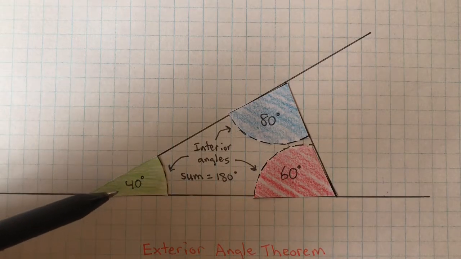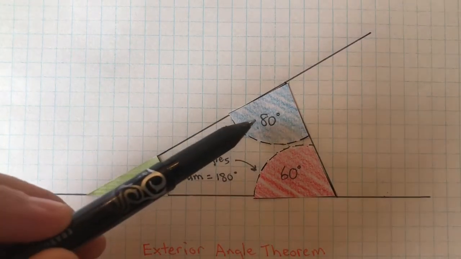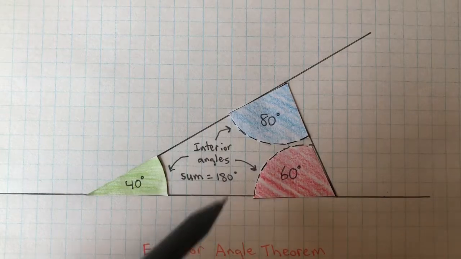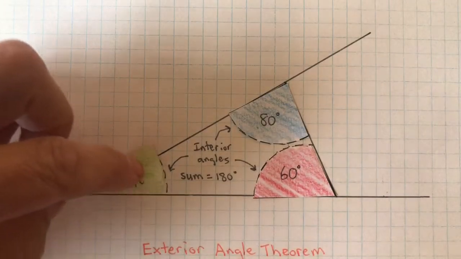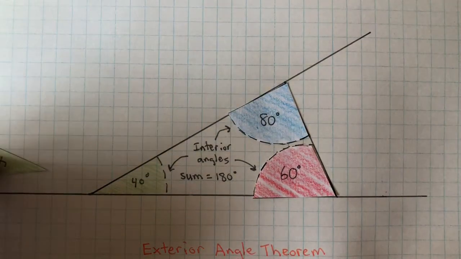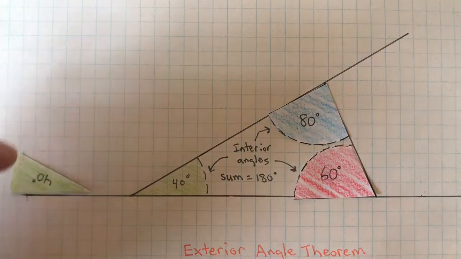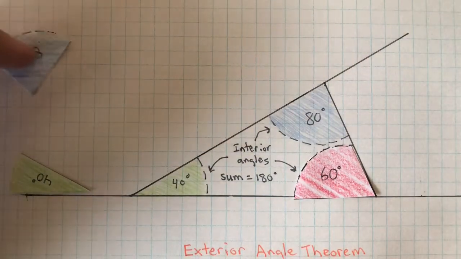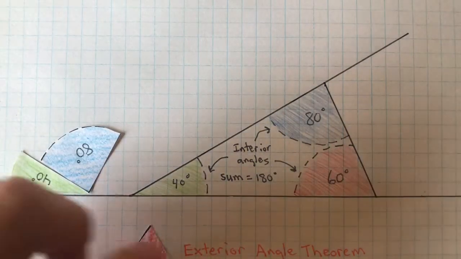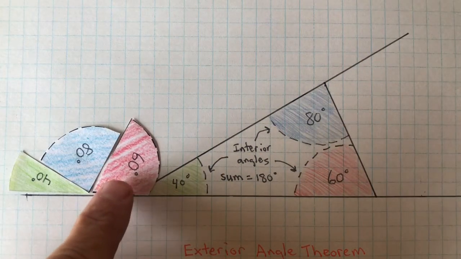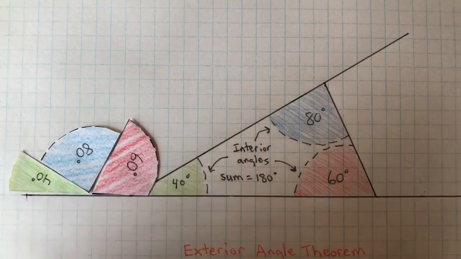So the sum of the interior angles will equal 180 degrees. 40 plus 80 plus 100 plus 60 equals 180 degrees. I can show you that the sum of these angles will equal 180 degrees. If you remember when we were doing parallel lines cut by a transversal, and we had supplementary angles, we showed that they would form a straight angle or a line and a half circle. So you see that the sum of these create a straight angle, 180 degrees.